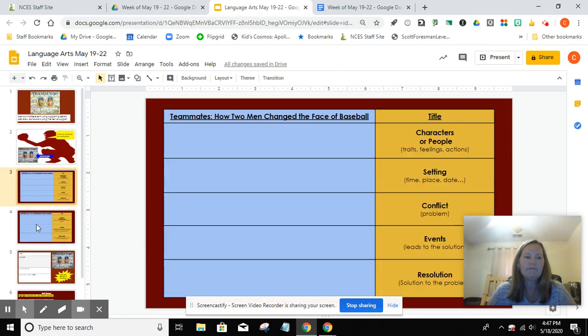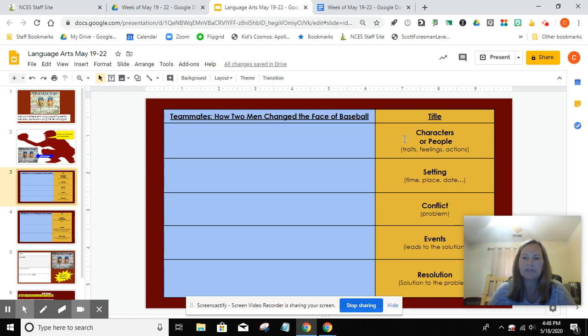On slides 3 and 4, you're going to be asked questions regarding the book, such as characters or people, the setting, the conflict, the events, the solution. These are all the things that give us a summary. So think about what we talked about. Think about what we used in class. I know this is a little bit different format. We used the mountain, or the plot mountain, what we call it. But these are basically the same things that we were needing to find.